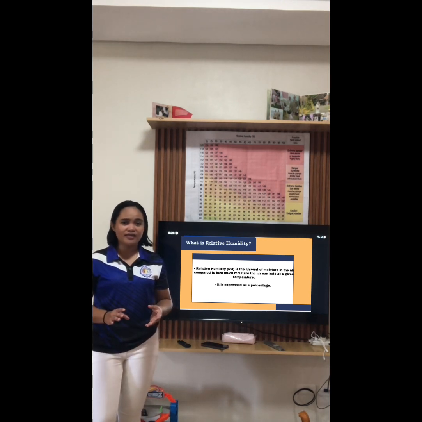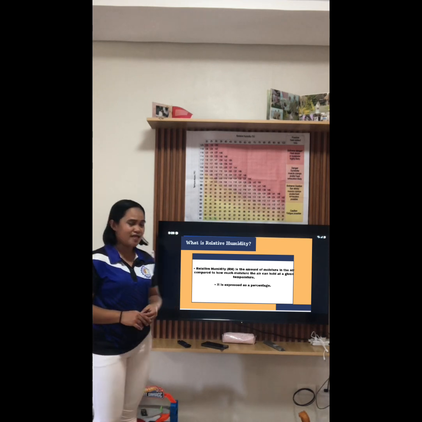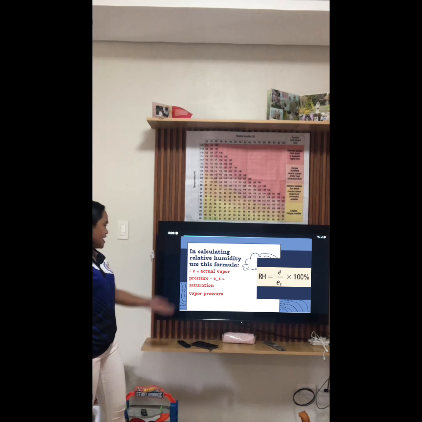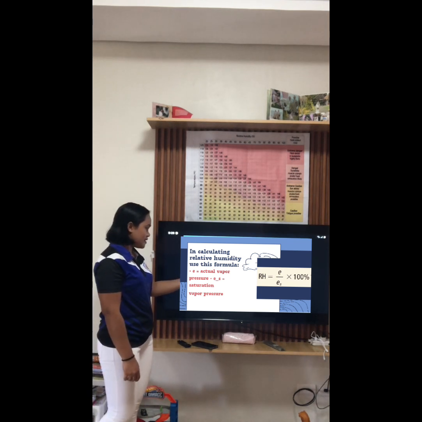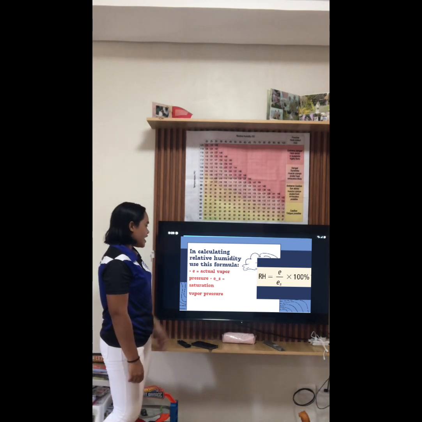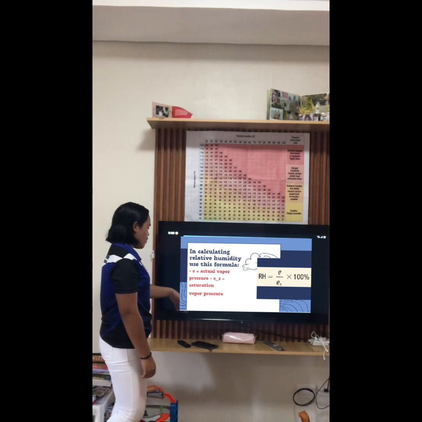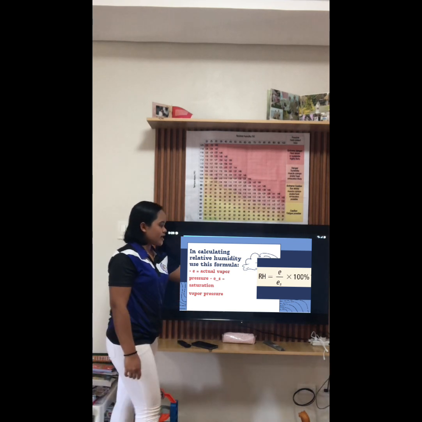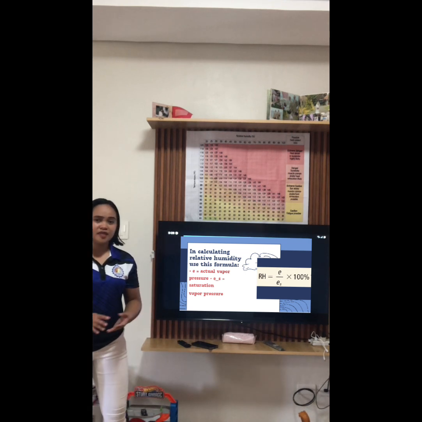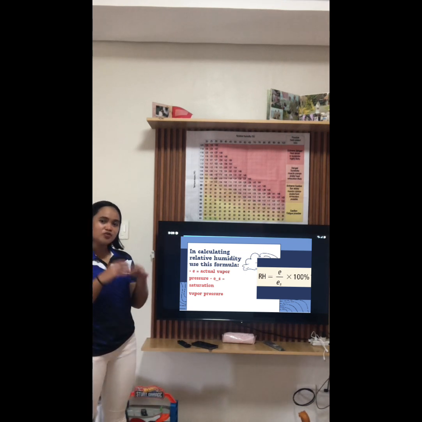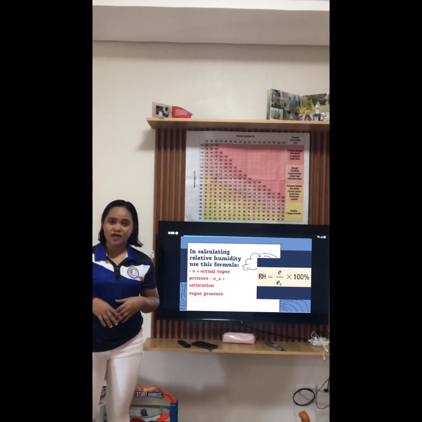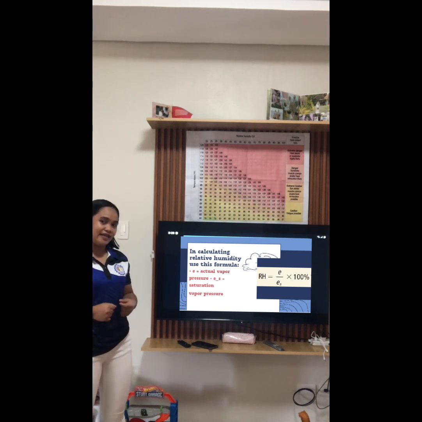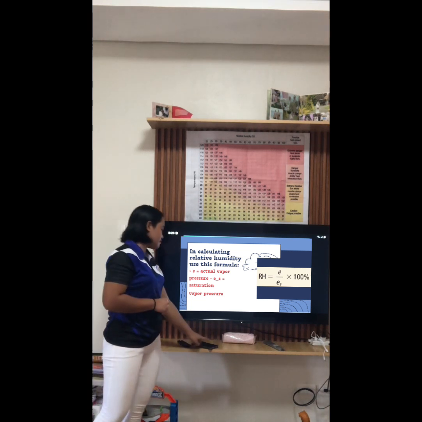Now we calculate relative humidity using this formula. E, which is our actual vapor pressure, and E sub S, which is our saturation vapor pressure. Here, the relative humidity is equal to our actual vapor pressure over saturation vapor pressure times 100. We calculate the relative humidity.